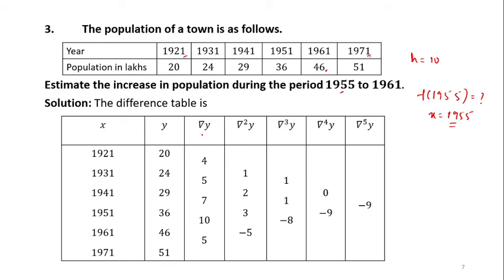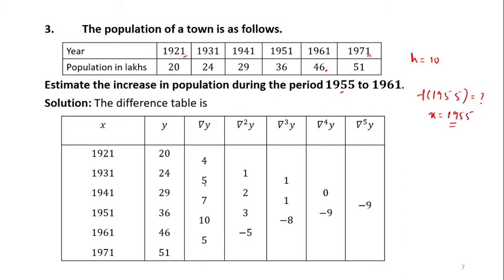In the next column, write down the values of del y. We know that to find the first order differences, we subtract each element of y from its next element. So 24 minus 20 is 4, 29 minus 24 is 5, 36 minus 29 is 7, 46 minus 36 is 10, and 51 minus 46 is 5. So these are the values of the first order differences, that is del y. Now let us find the values of del square y. 5 minus 4 is 1.